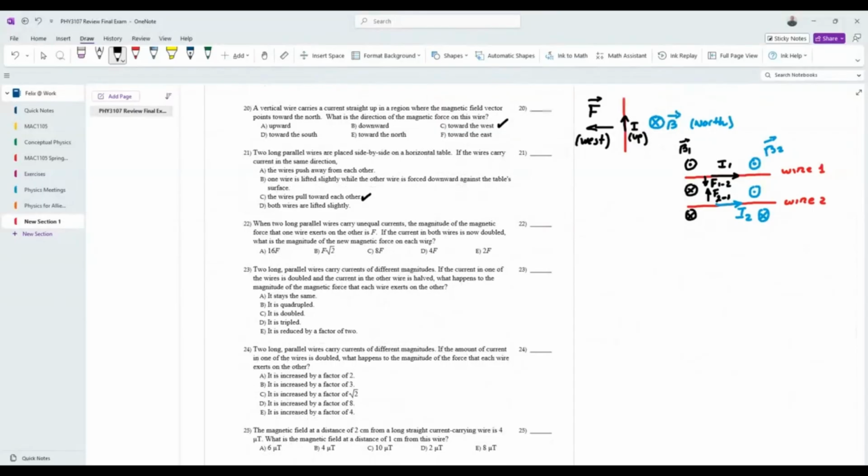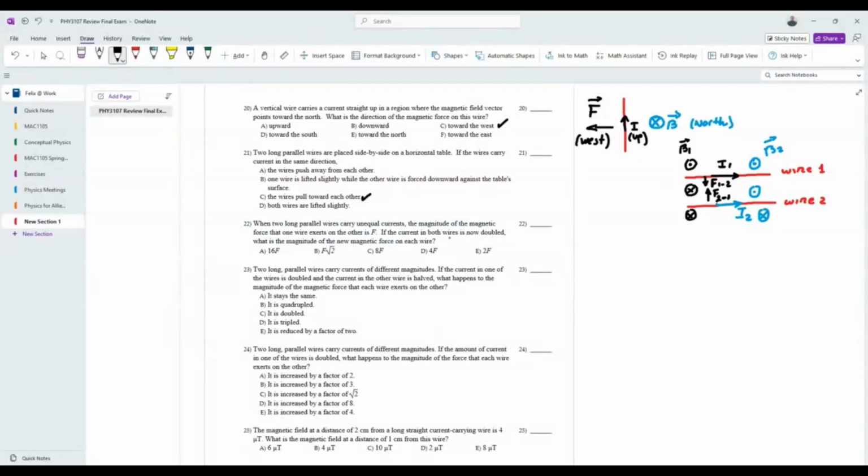Now let's see, there's a sign number 22. They say when 2 parallel wires carry unequal currents, the magnitude of the magnetic force that one wire exerts on the other is F. Now, if the current in both wires is now doubled, what is the magnitude of the force on the new wire, right?